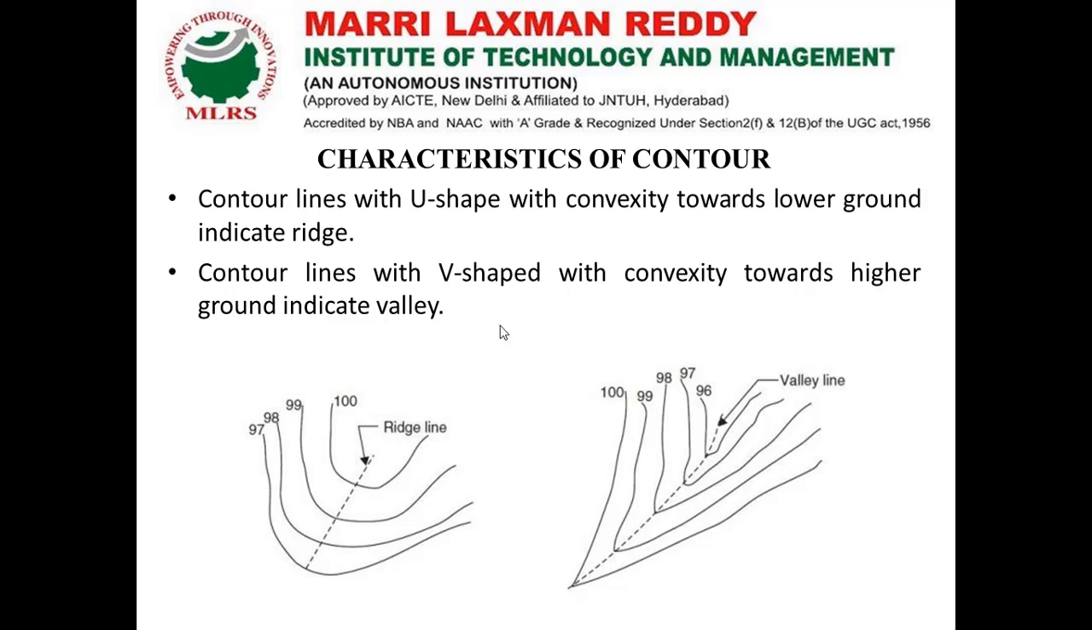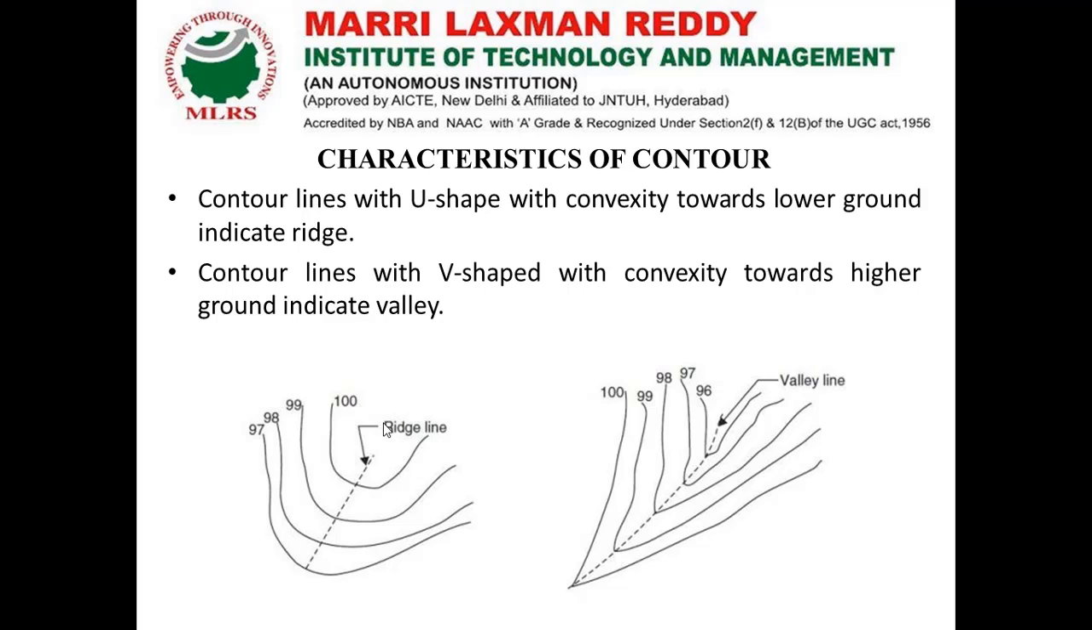Next, the contour with U shape with convexity towards lower end indicates ridge line. Okay. The contour with V shape with convexity towards higher ground indicates valley. So the valley line and ridge line are denoted like this. So where can we get ridge line and valley line? Only in the hilly region we can get this type of ridge and valley.